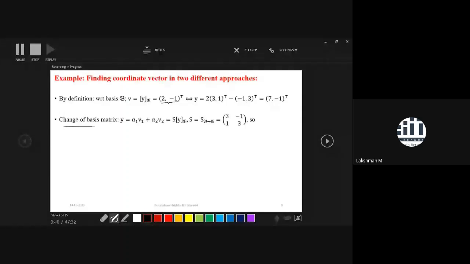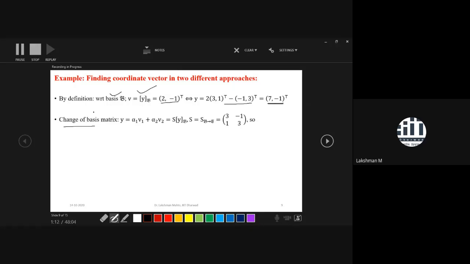From the definition, you can say that y is 2 times b1 plus -1 times b2, where b1 is (3, 1) and b2 is (-1, 3). If you simplify, you get (7, -1). What is this one? This one is your y, that means the coordinate of the vector with respect to the standard basis. From the definition you got y.